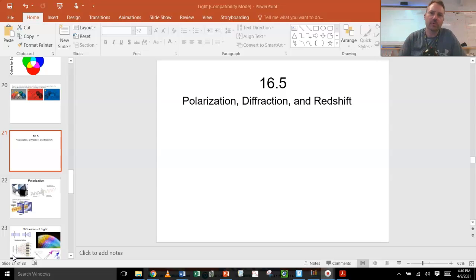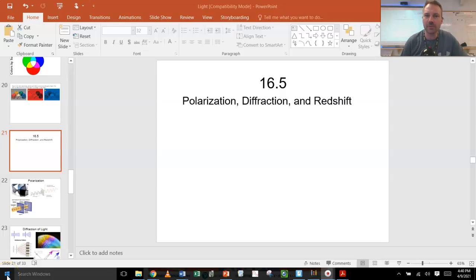And then redshift. Redshift is the Doppler effect inside of light. So when we talked about before, sound changing frequency, light will also change frequency, which we call redshift and blue shift. So let's get started first of all with polarization.